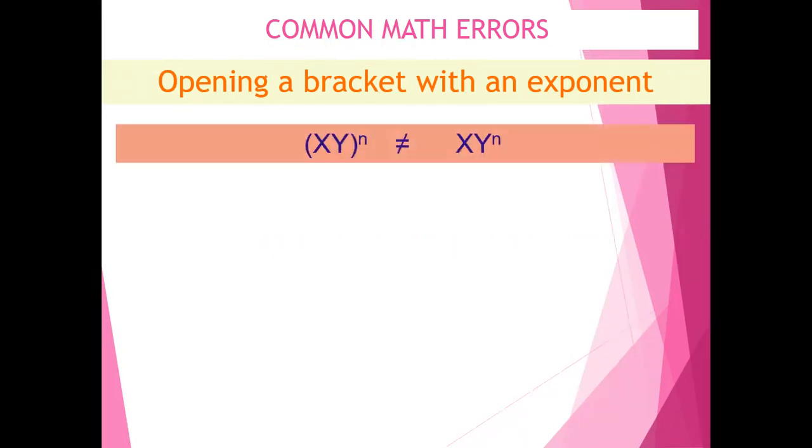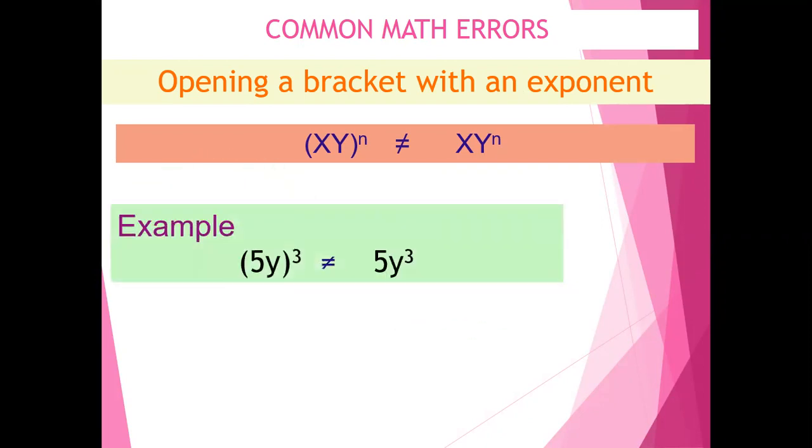Now you need to understand that if I have (xy) all raised to the power of n, it's not the same thing as xy^n. What this simply means is that when you have a bracket, that exponent should be applied to everything inside the bracket and not just the term directly in front of the exponent, or directly behind the exponent.